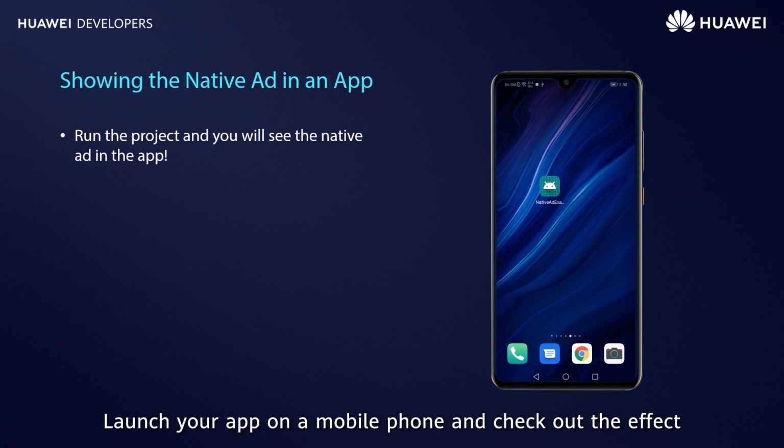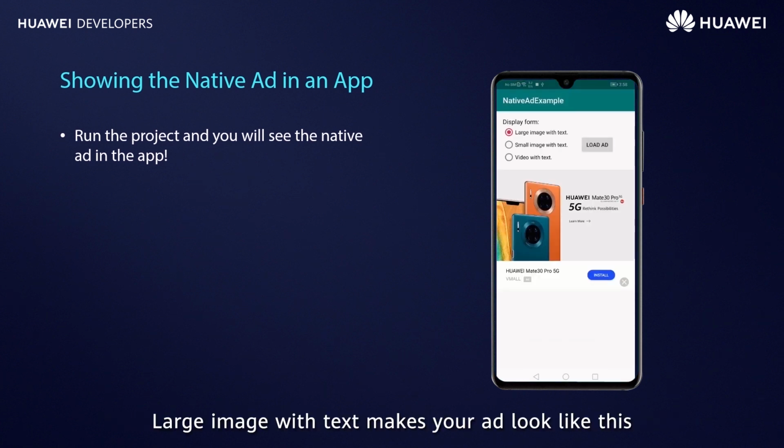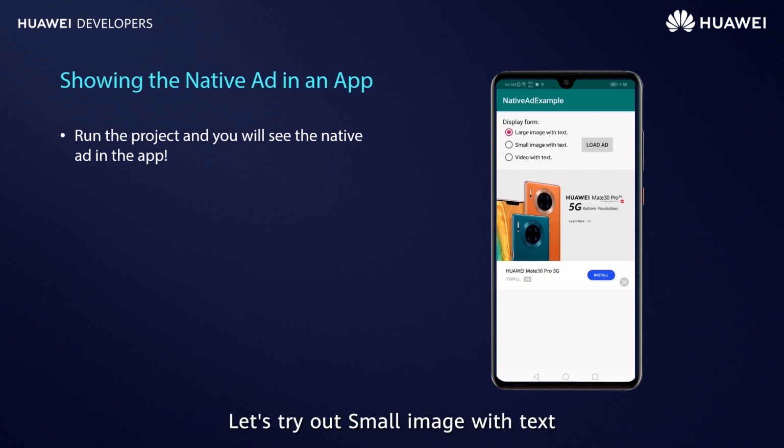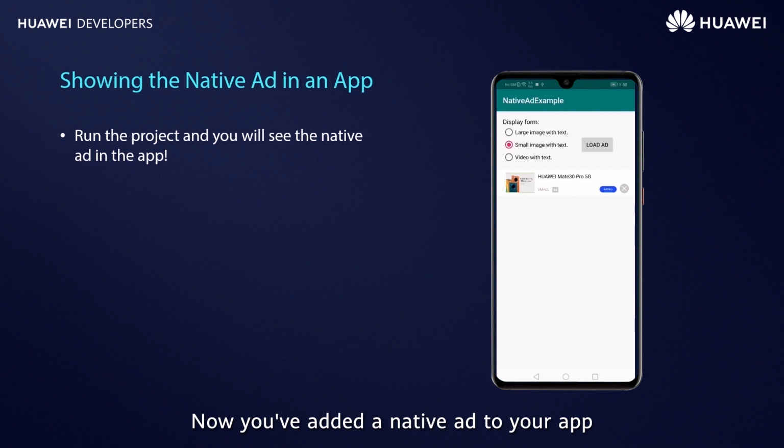Launch your app on a mobile phone and check out the effect. By default, large image with text makes your ad look like this. Let's try out small image with text. When we tap Load Ad, we get a small native ad. Congratulations! Now you've added a native ad to your app.